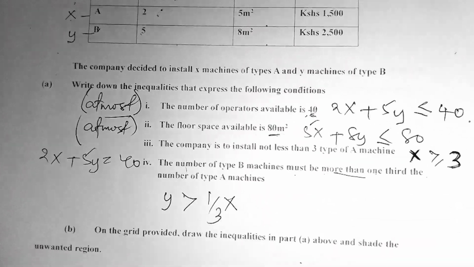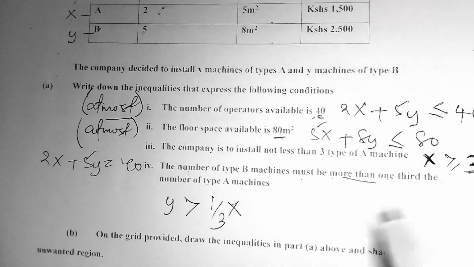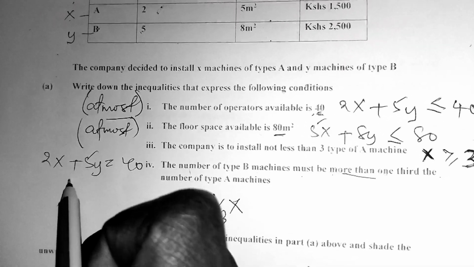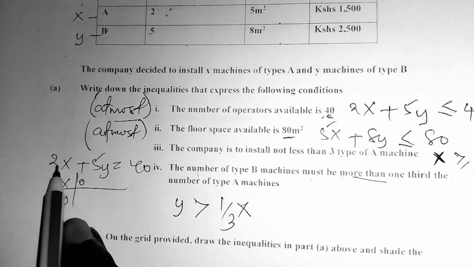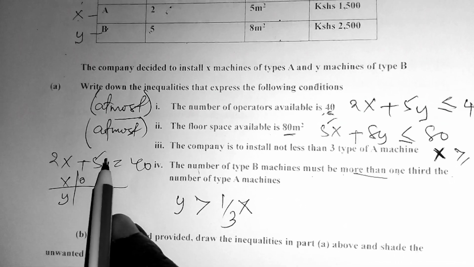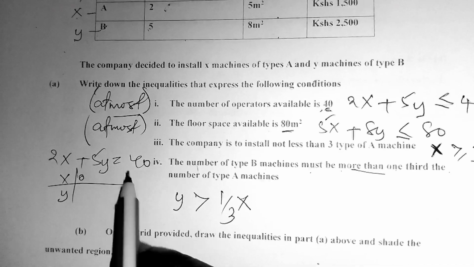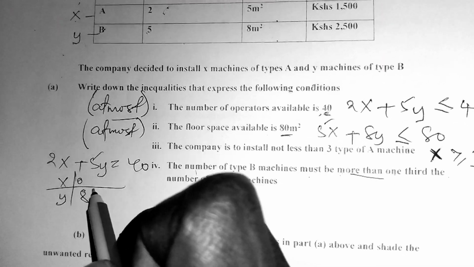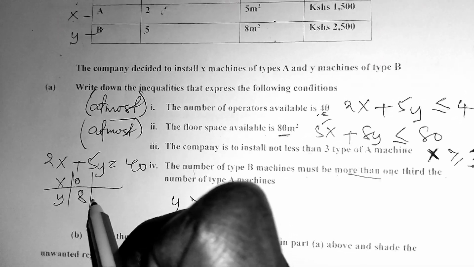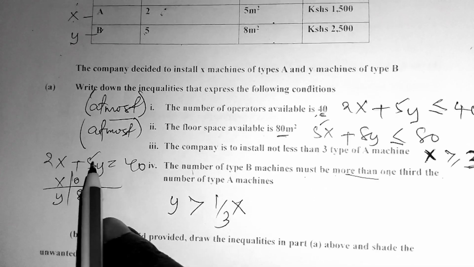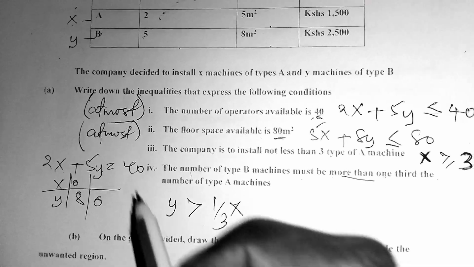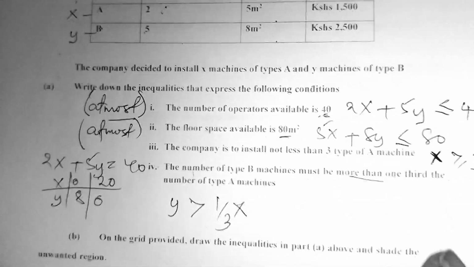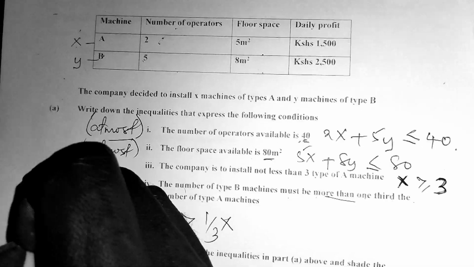Remove the inequality sign. To make work easier, find the x and y intercepts. When x is 0, it will be 2 times 0, then 5y equals 40, so y becomes 8. Then another intercept: when y is 0, it becomes 2x equals 40, so your x equals 20. So I have that equation.